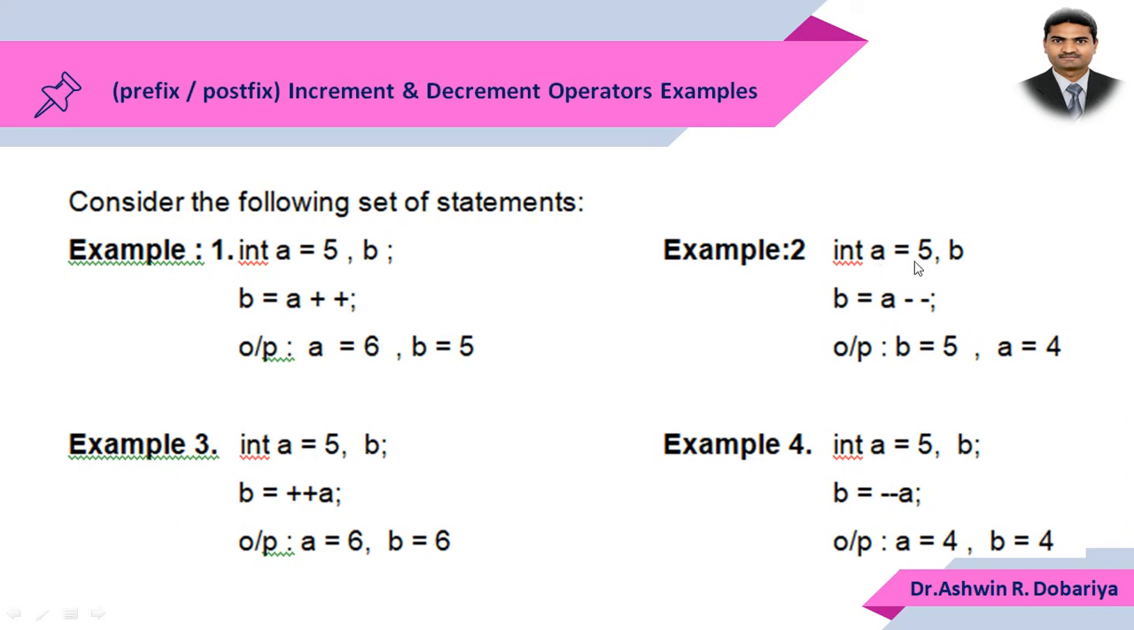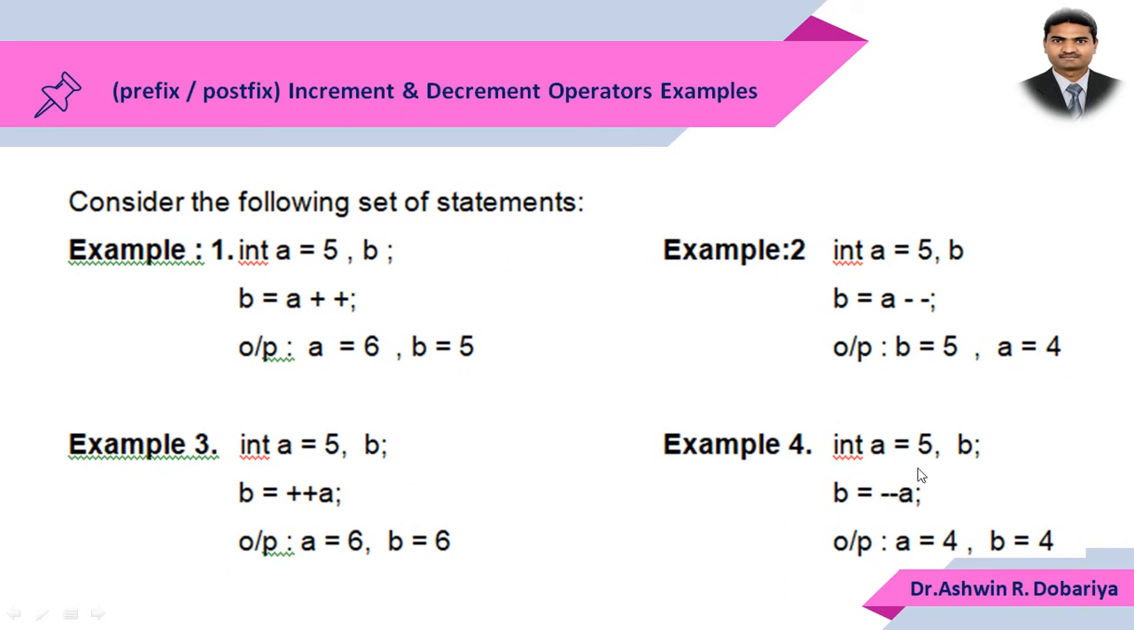Second example, A is equal to 5 and B is equal to A minus minus, so it's a post decrement. So first A is assigned to B, so it's 5, and then A is 4. A is decremented by 1. Similarly, here pre-increment. Pre means first increment. So A becomes 6, so the A value is also 6. After that it is assigned, so B is also 6.